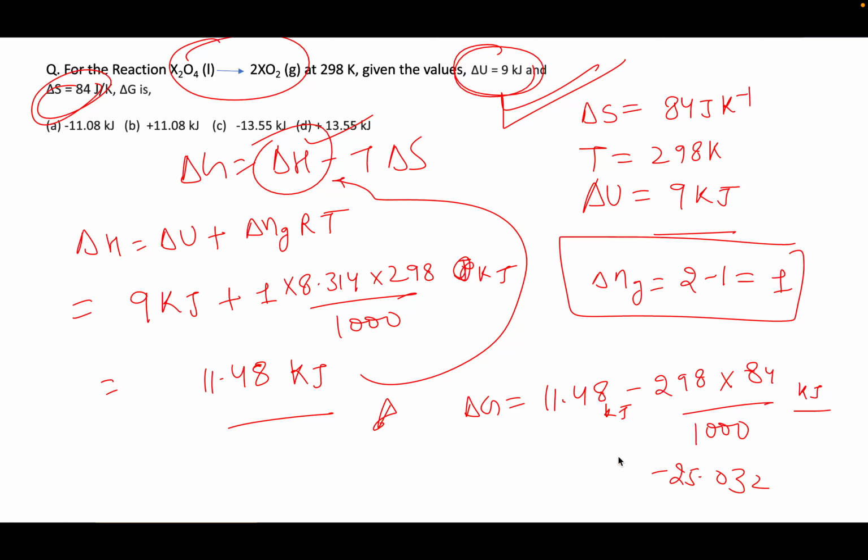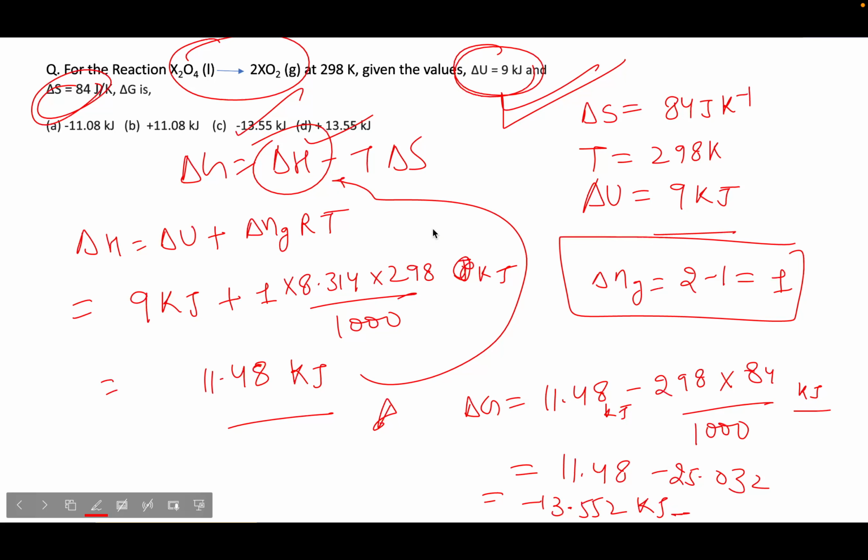This is given 25.032, and this is 11.48, minus 25.032. 11.48 minus 25.032 is minus 13.552. Okay, this is minus 13.55 kilojoule. Option C is correct.